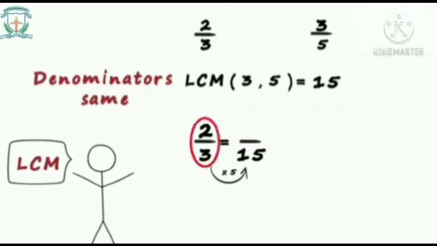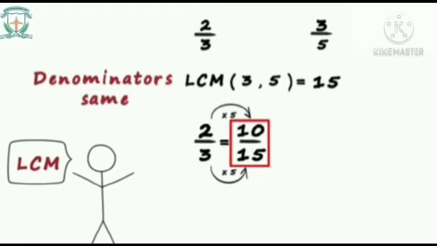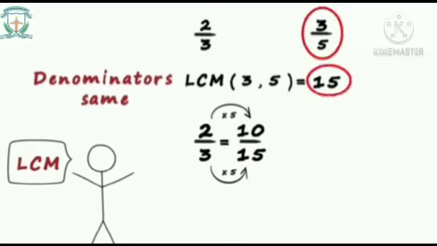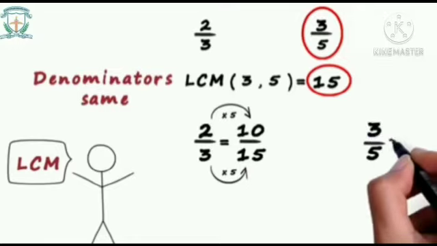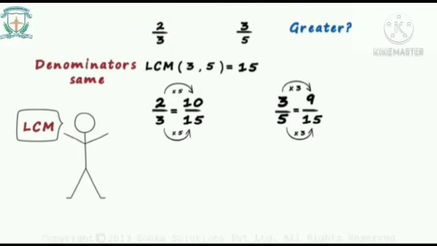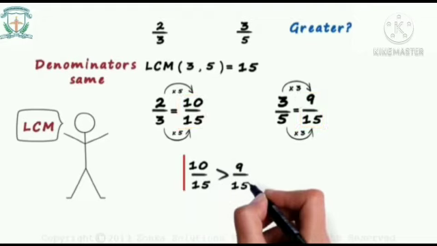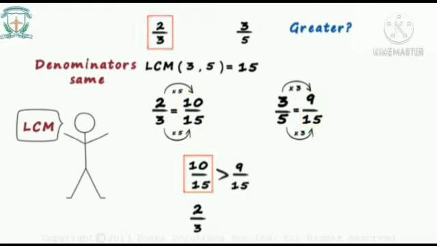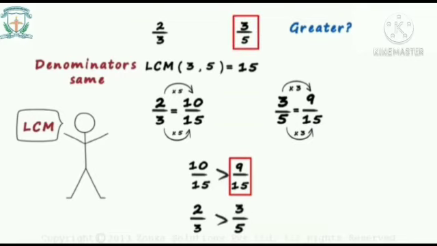So, 2 by 3 is equal to 2 into 5 by 3 into 5, that is equal to 10 by 15. And 3 by 5 is equal to 3 into 3 by 5 into 3, that is equal to 9 by 15. Now, the given fractions are like fractions having the same denominator 15. On comparing the numerators, since 10 is greater than 9, 10 by 15 is greater than 9 by 15, or 2 by 3 is greater than 3 by 5.